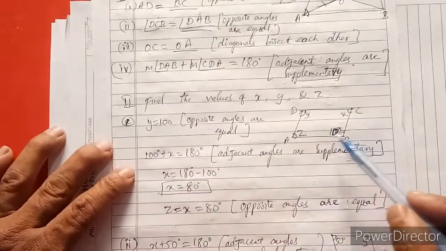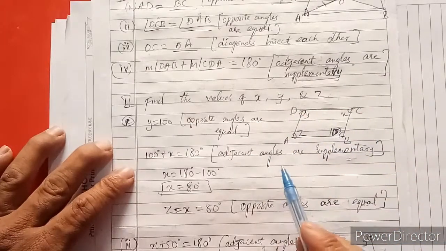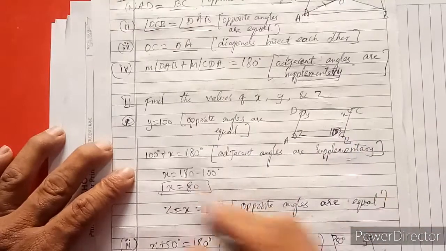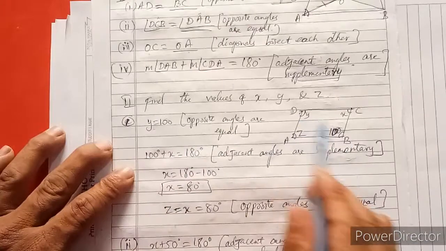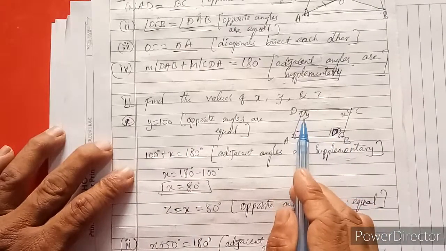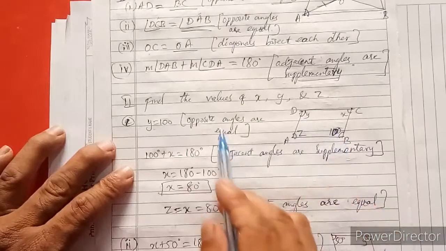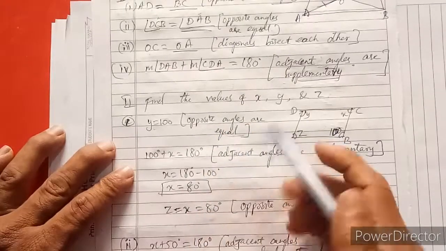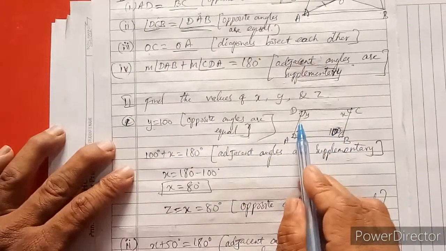First, see that ABCD is a parallelogram. Then angle y is equal to 100. Angle B is equal to angle D, that is y, and the angle y inside is 100. The opposite angles are equal. We can write opposite angles are equal.